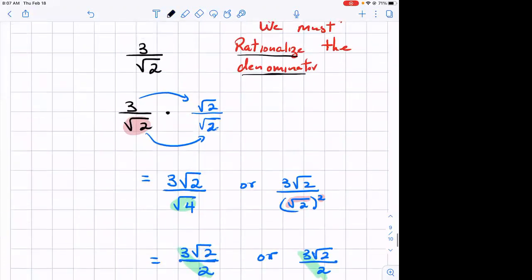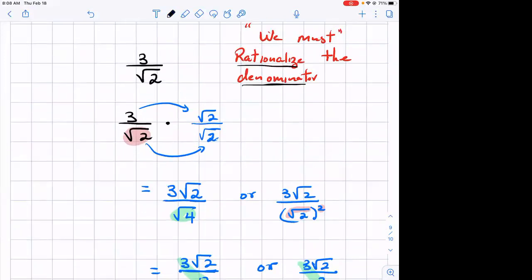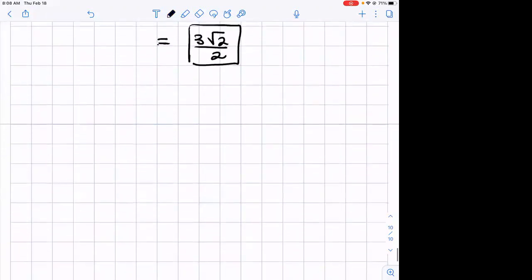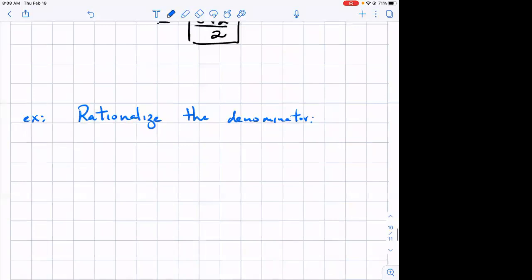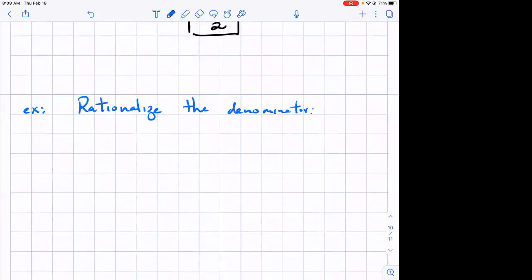So we've introduced something new. It's called rationalization. We are rationalizing. And sometimes we just give you fractions and we say rationalize the denominator. So you will have to know how to rationalize.